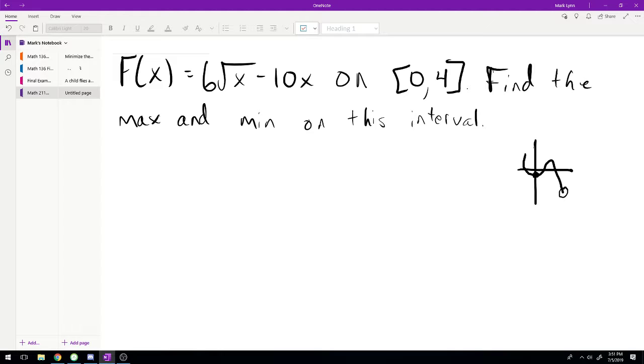So if we take the derivative of f of x, we get f prime of x is equal to, and to make this a little bit easier on ourselves, I'm going to rewrite the square root of x as x to the 1/2. So we would multiply that power out in front, and then we would decrease that value by 1. So we get 3x to the negative 1/2 minus 10. And before we set that equal to 0, I will just rewrite this as 3 over the square root of x minus 10.